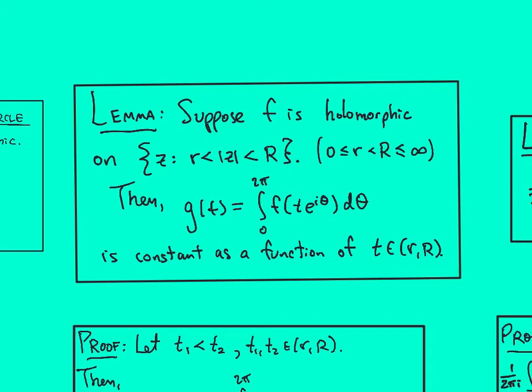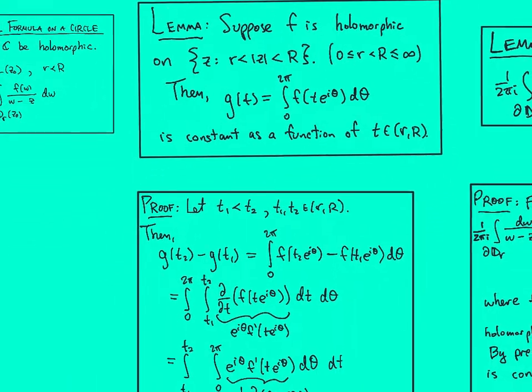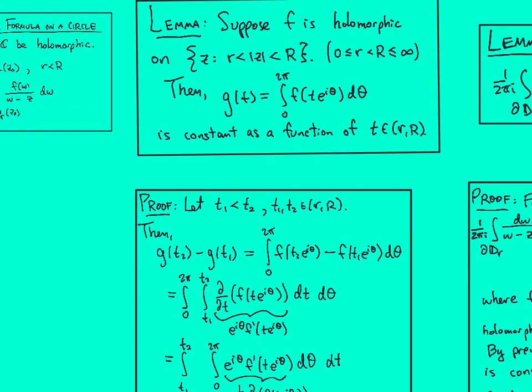Okay, here was our first lemma, that if f was holomorphic on an annulus and we did these integrals around circles, then it's constant as a function of which circle you integrate over. So let's try to prove it.